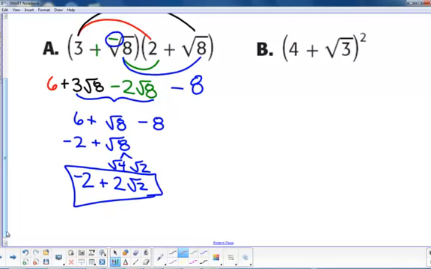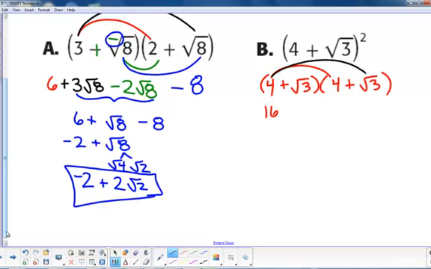In letter B, you again have to FOIL this one. Don't be alarmed and just square both terms. There's that plus in the middle. So you have to do your double distribution. So 4 times 4 is 16. 4 times root 3, 4 root 3.